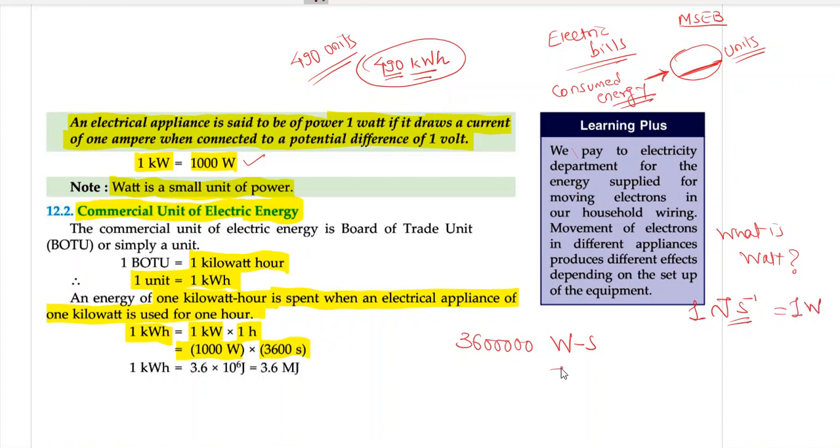So can I write watt second as joule per second into second? Yes, and second will get cut. So what is this? 36 lakh joule. What is 36 lakh joule? 36 lakh joule is equal to 1 kilowatt hour. So in 1 kilowatt hour, 36 lakh joule of energy is contained, and you have used approximately 490 kilowatt hour.